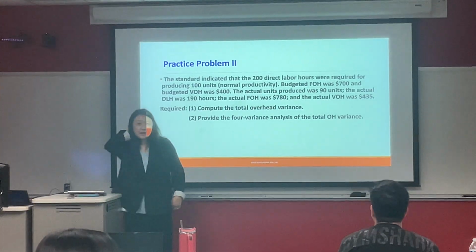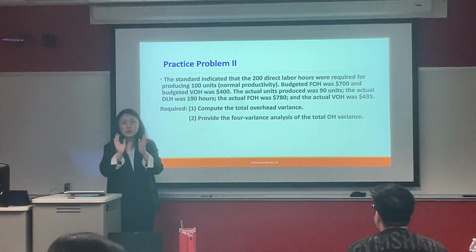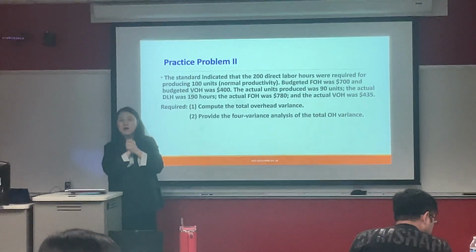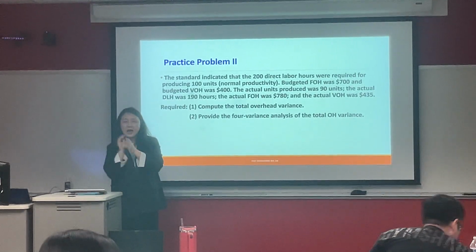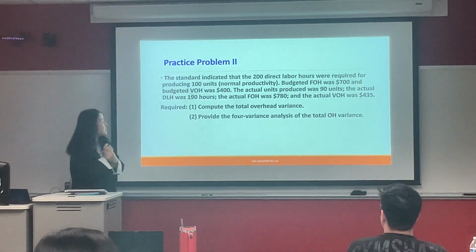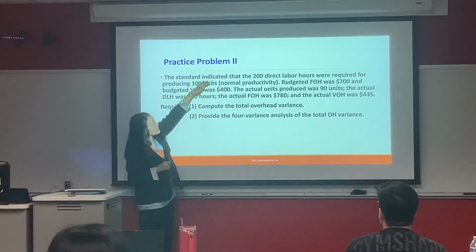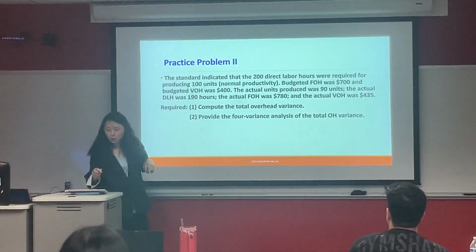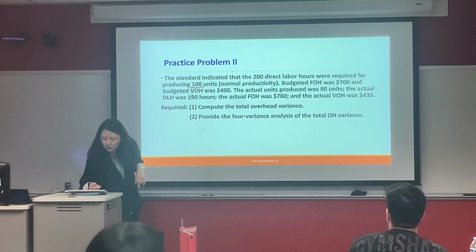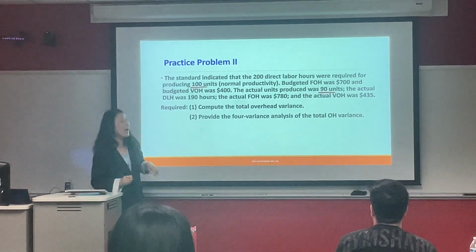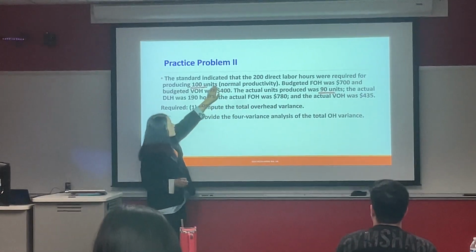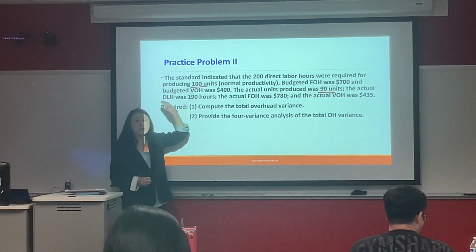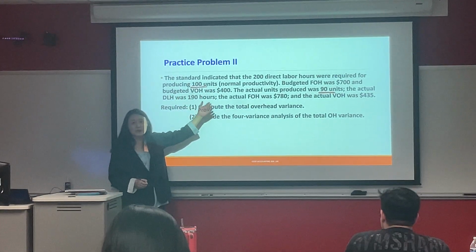So this problem is basically, okay, make sure you understand the definition of the baby model of the fixed overhead, and then the actual model. All right, so let me go through this. We have the standard indicate, we have 200 hours required for 100 units. What you are looking for will be those two pieces of information. One is the actual units, which is 90. The other is the 100 units. So this is not necessarily baby model. This is more of the budgeted model.